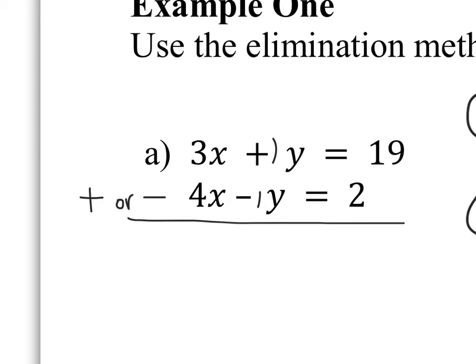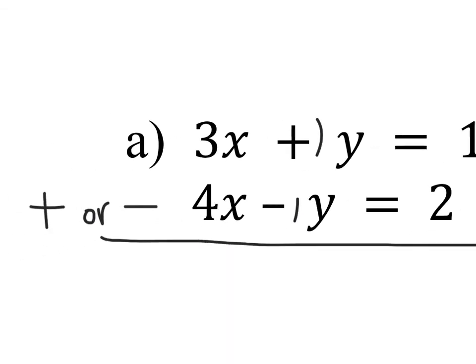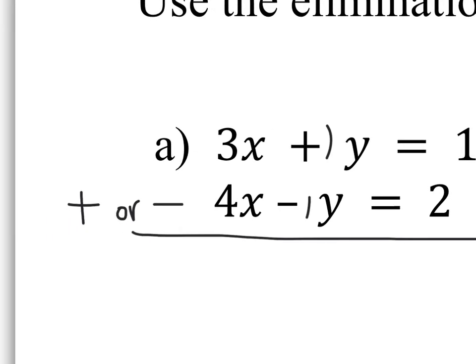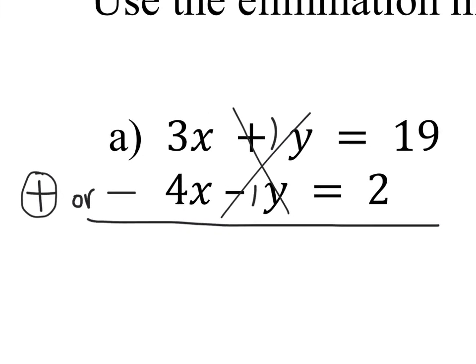So now I have to determine whether I'm going to add or subtract. So now we'll test it with the y variables. I'm going to choose to add first. Positive 1 plus negative 1 equals 0. So therefore, I know that adding these variables together will create a 0, which I'm looking for to eliminate one of the variables. So now that I know I'm getting rid of my y's by adding, I'll continue to add the 3x and 4x and the 19 and the 2. So 3 plus 4, 7x, and 19 plus 2 is 21.